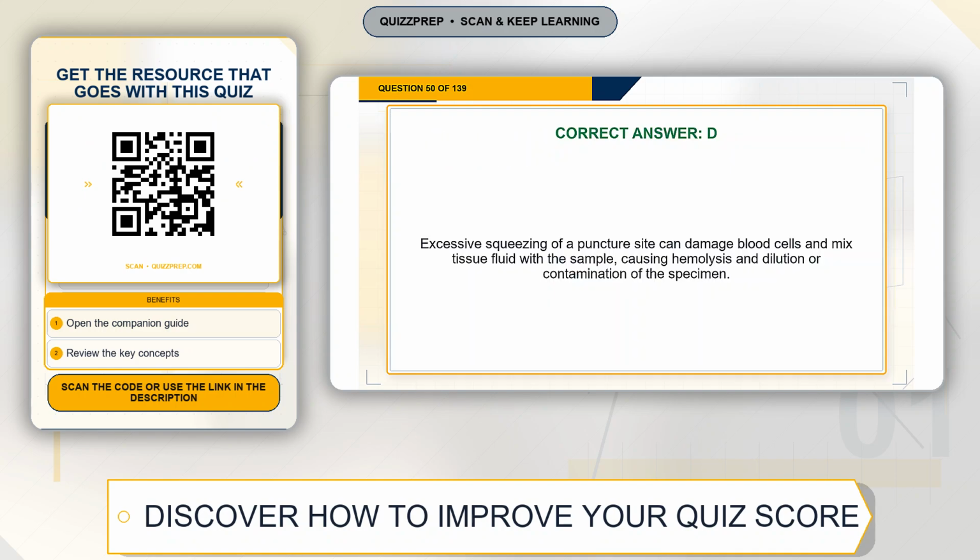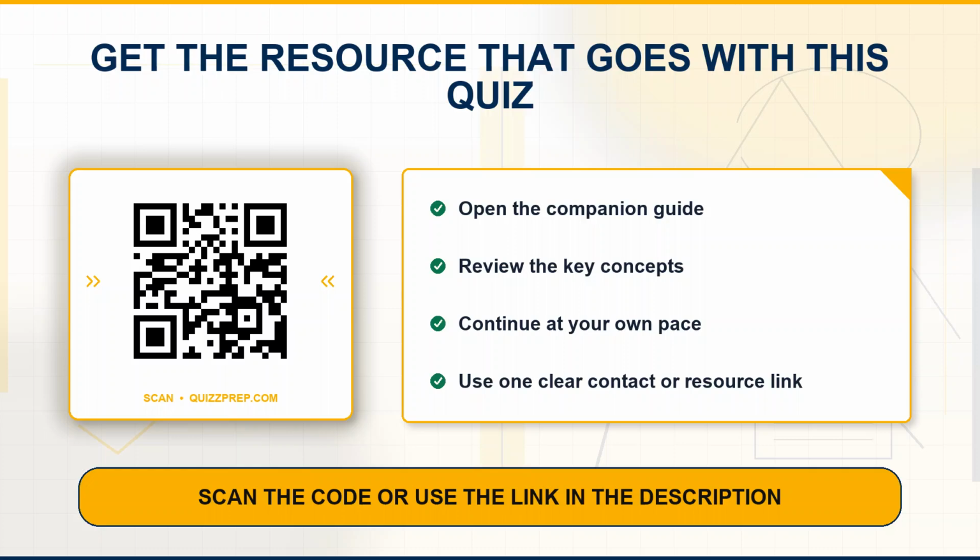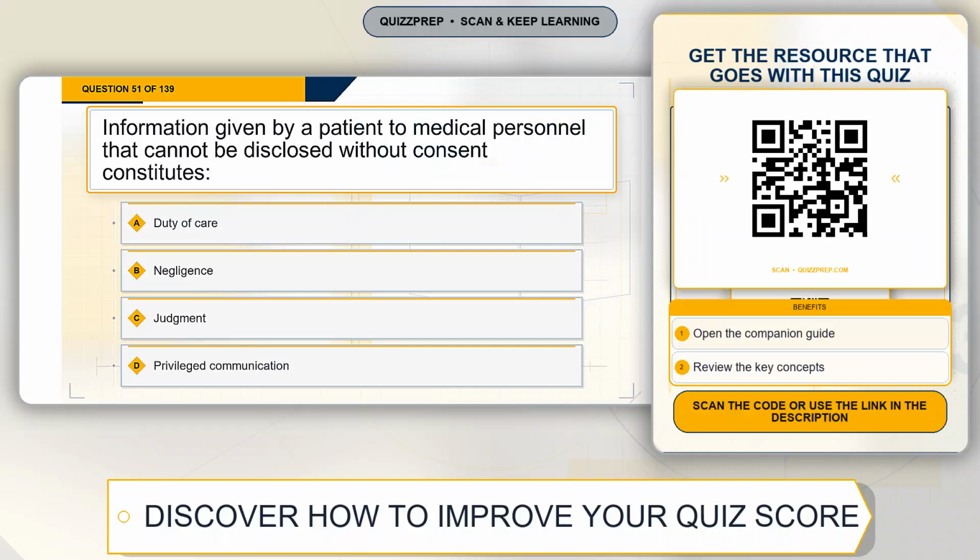The correct answer is option D, hemolysis and contamination of the specimen with tissue fluids. Explanation. Excessive squeezing of a puncture site can damage blood cells and mix tissue fluid with the sample, causing hemolysis and dilution or contamination of the specimen. Question 51. Information given by a patient to medical personnel that cannot be disclosed without consent constitutes: Option A, duty of care. Option B, negligence. Option C, judgment. Option D, privileged communication.